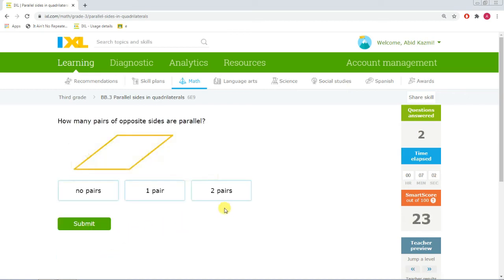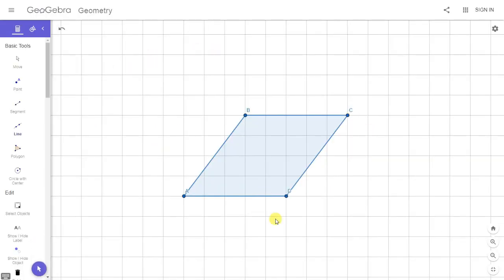Great. Okay, now look for this figure. This looks quite easy. Let's draw this on Geogebra and easily solve this as well. Okay, we have a similar quadrilateral on Geogebra. Now you can look for the opposite sides first. For example, side A and B is opposite to side CD, because they are not sharing any vertex with each other.